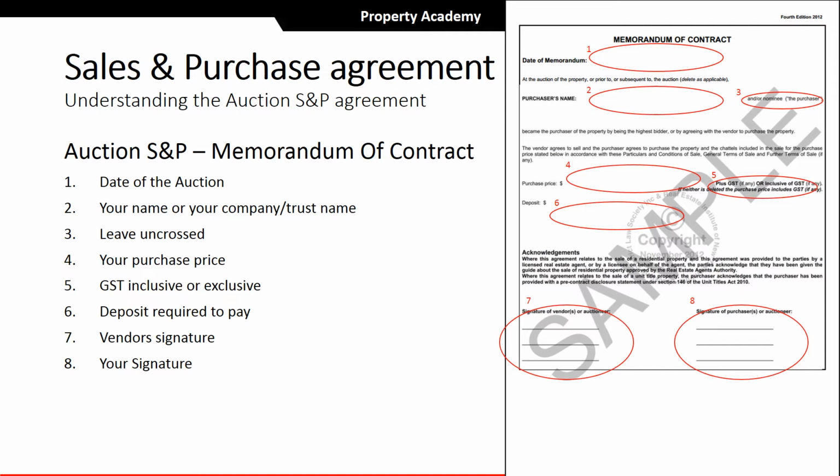Number 6 is the deposit amount that you're required to pay. And number 7 is where the vendor has signed, and number 8 is where the purchaser yourself has signed. So very straightforward and very easy to understand, comparable to the private sales and purchase agreement, because everything that we've done there can apply on the auction sales and purchase agreement as well.